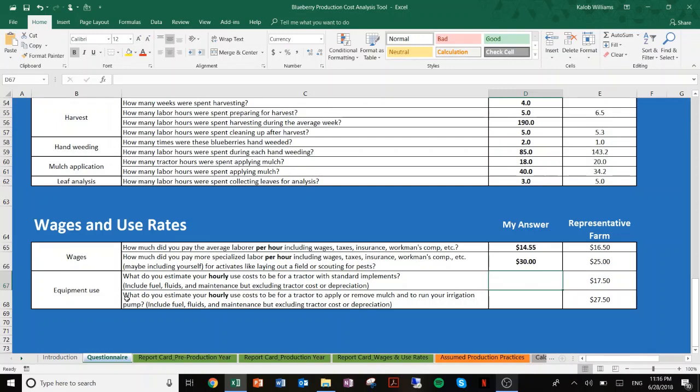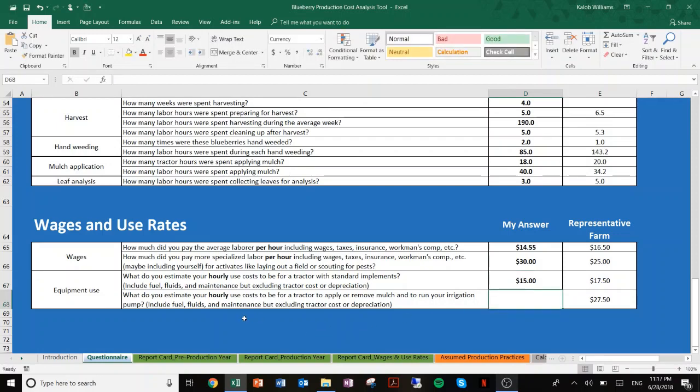And then it just asks about equipment use, and it says, what do you estimate your hourly use cost to be for a tractor with standard implements? Now, this includes fuel, fluids, and maintenance, but it's not talking about tractor depreciation cost. So let's say that instead of the $17.50, I think that I can run it a little bit cheaper than that. I've got some really good maintenance guys, so it's costing me $15 an hour.